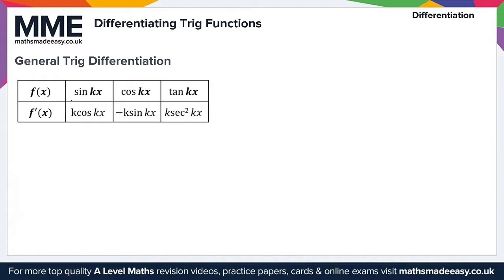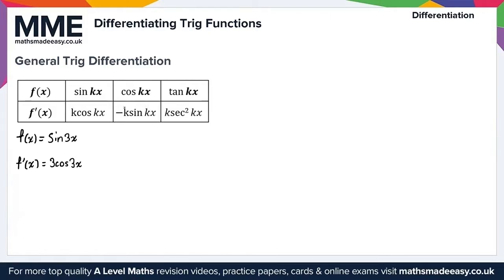So if we have, for example, sin kx here, and we differentiate that with respect to x, we obtain k cos kx. So for example, if we have f of x equals, say, sin 3x, if we differentiate that, we obtain f prime of x, and that would give us 3 cos 3x there.